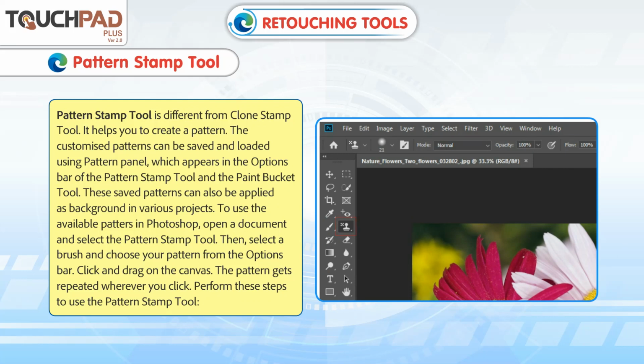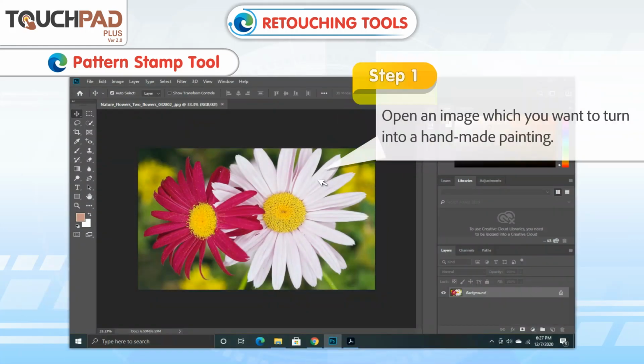These saved patterns can also be applied as background in various projects. To use the available patterns in Photoshop, open a document and select the Pattern Stamp tool. Then select a brush and choose your pattern from the options bar. Click and drag on the canvas. The pattern gets repeated wherever you click. Perform these steps to use the Pattern Stamp tool.